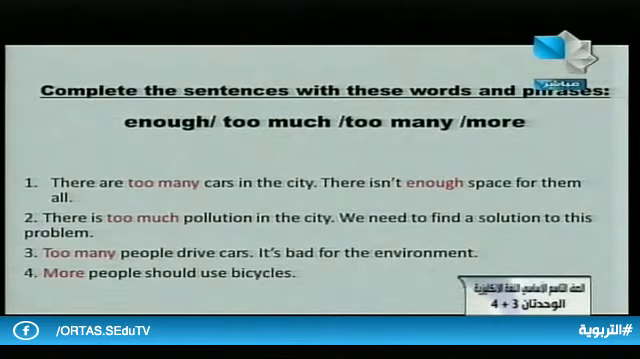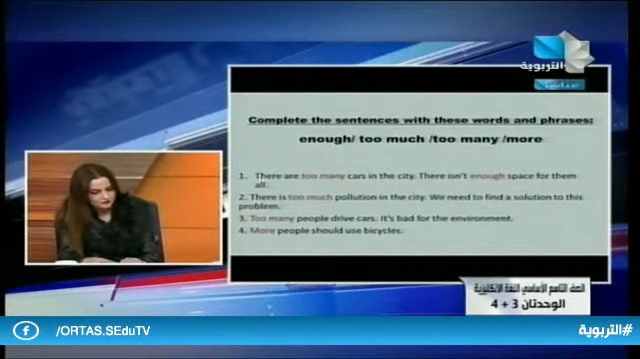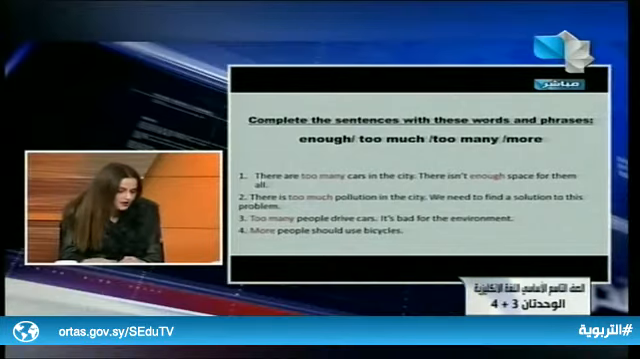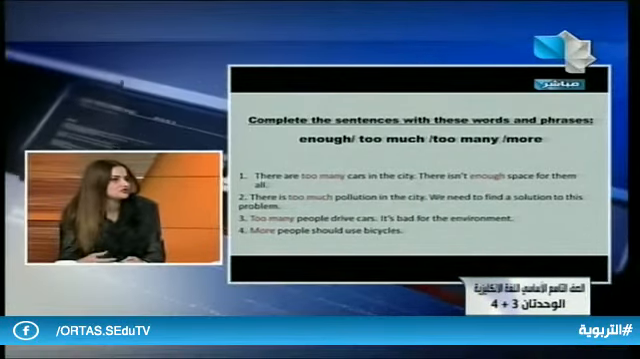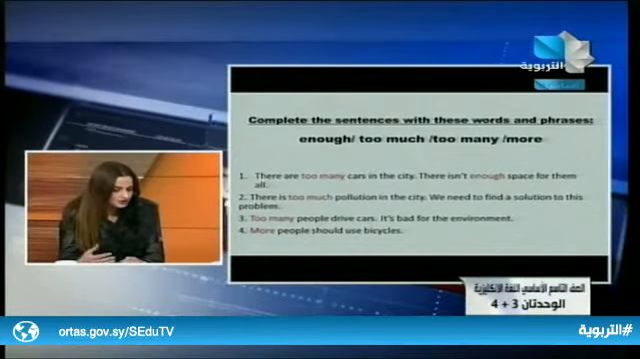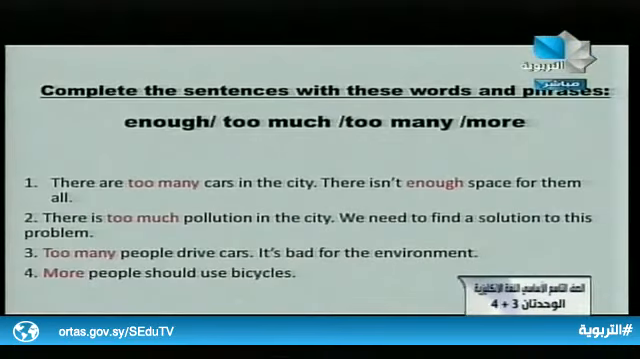We go to number 3. Too many people drive cars. It is bad for the environment. Here we are talking about the countable noun people. It means too many people; it's negative, more than one. And here, more people should use bicycles. Here the meaning is positive, like more people should use bicycles. It means here more described, more positive.